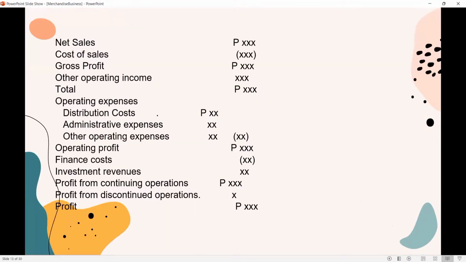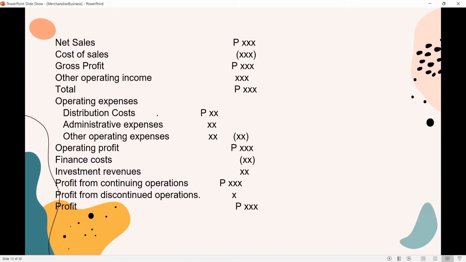So ganito yung format. First is get the net sales. Tapos deduct the cost of sales equals gross profit. Tapos add the other operating income, makukuha yung total. Deduct the operating expenses such as distribution costs, administrative expenses, other operating expenses, you will get the operating profit. Tapos subtract the finance cost, and add the investment revenues, you will get the profit from continuing operations, then profit from discontinued, hanggang makuha yung profit.